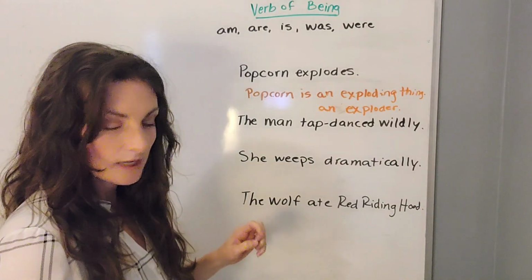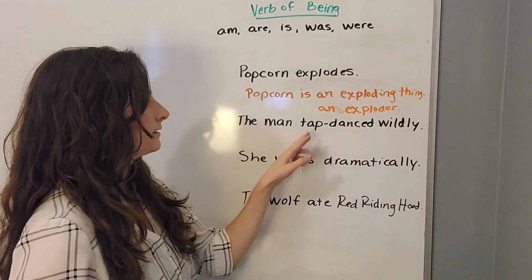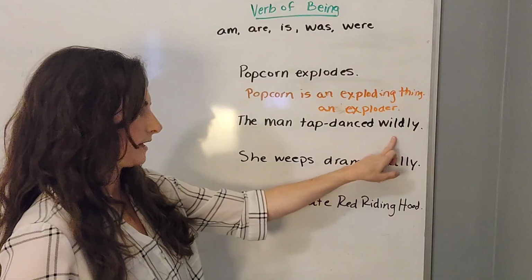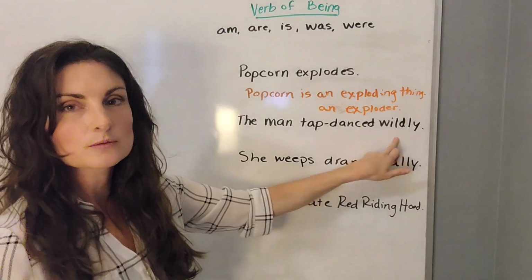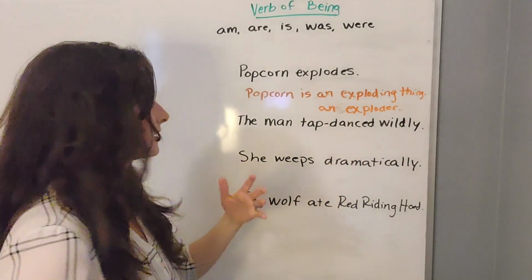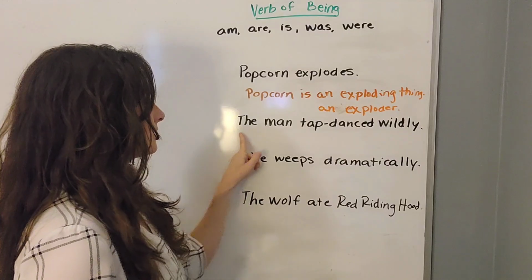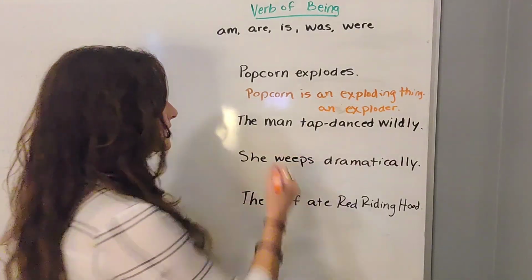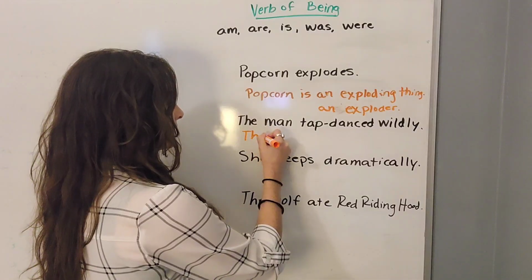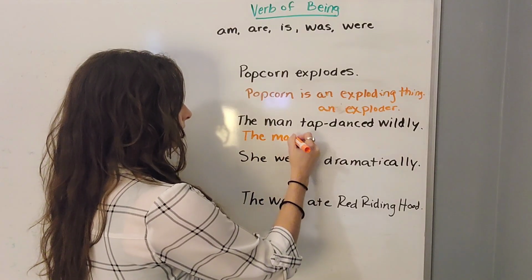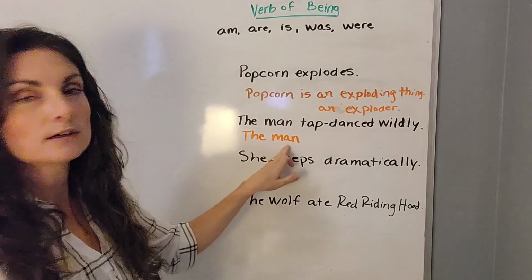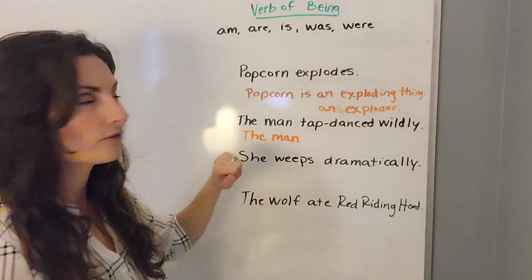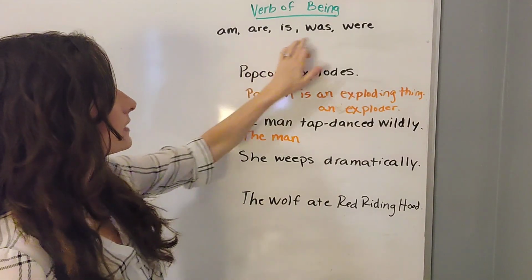All right, now let's look at this one. The man tap danced wildly. So first things first, we're going to find the subject. What is the sentence about? The sentence is about the man. So I'm just going to write the subject, and I have to use all the words in the subject. The man. Now I have to add a verb of being. Am, are, is, was, were.